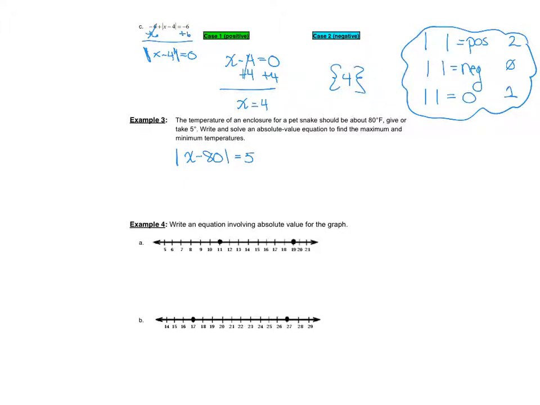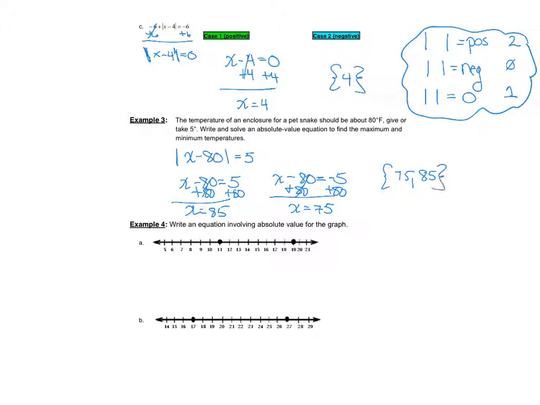Give or take 5 degrees, the difference we can go up and down, I put equal to this equation. So now I can write my two cases. I have x minus 80 equals 5 and x minus 80 equals negative 5. Solve for x. And 85 or 75 is my solution set.